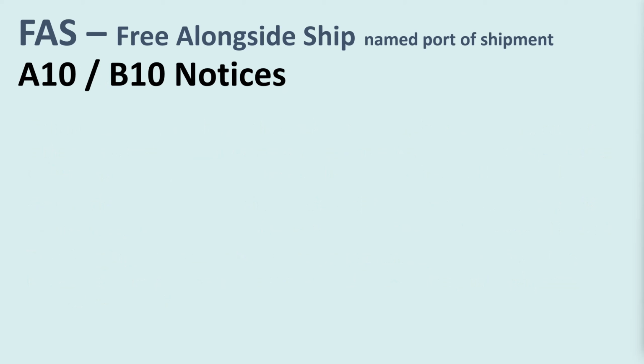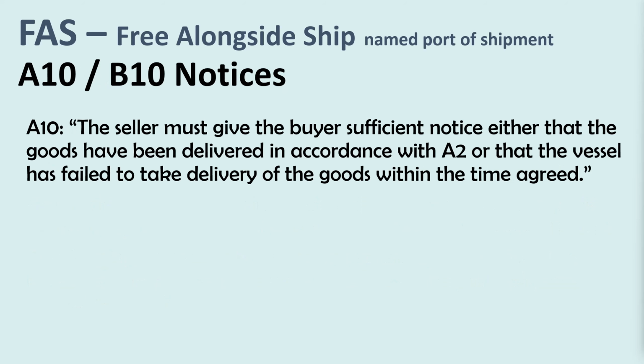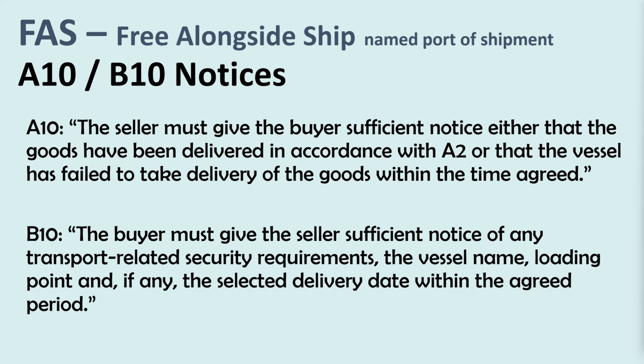A10 and B10 notices. A10, the seller must give the buyer sufficient notice, either that the goods have been delivered in accordance with A2, or that the vessel has failed to take delivery of the goods within the time agreed. And B10, the buyer must give the seller sufficient notice of any transport-related security requirements, the vessel name, the loading point, and, if any, the selected delivery date within the agreed period.